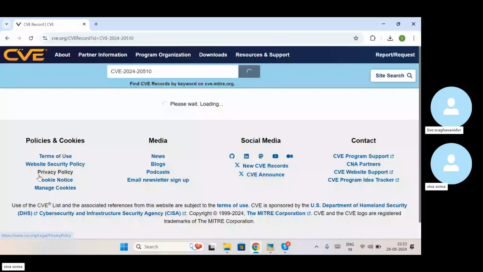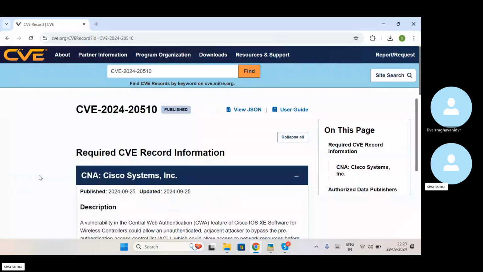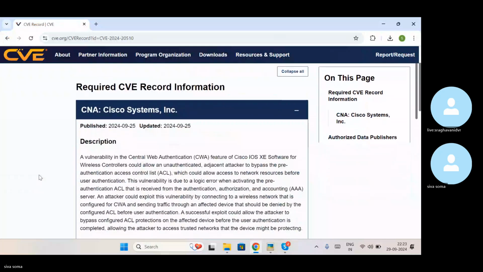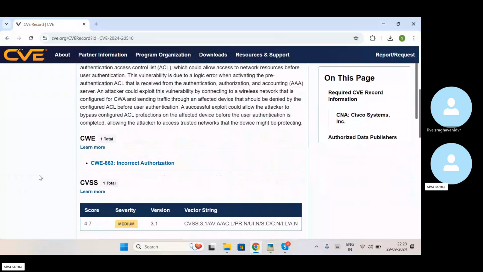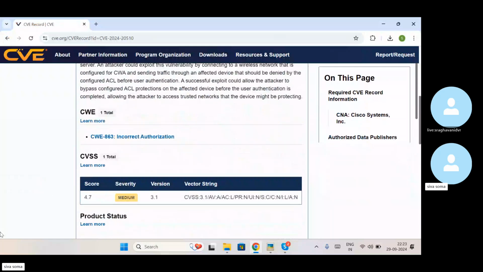What type of effects will it provide? The CVE record provides the description and its severity level. You can check the severity level. The score is 4.7 and the version is 3.1. The severity level varies, and many severity levels exist. 9 to 10 will be a high severity rating.